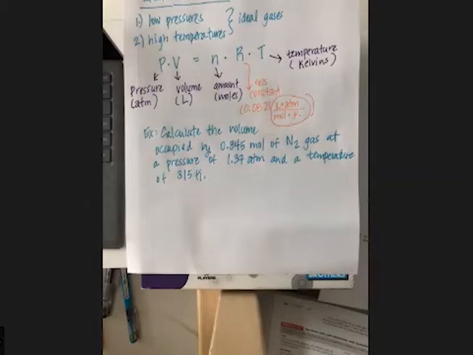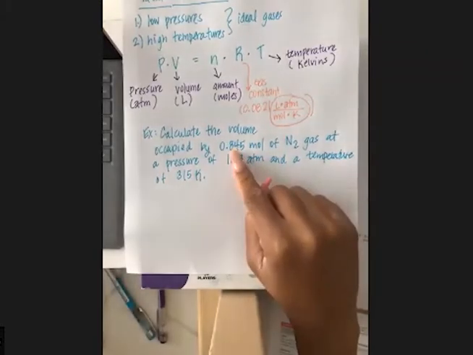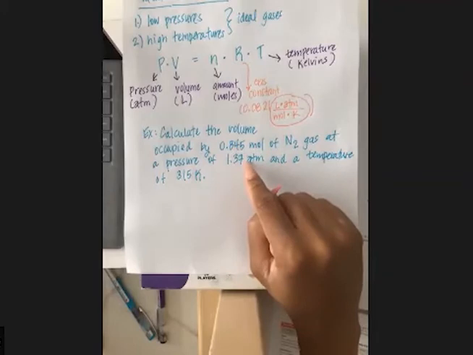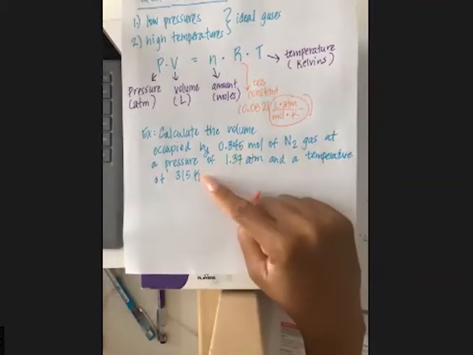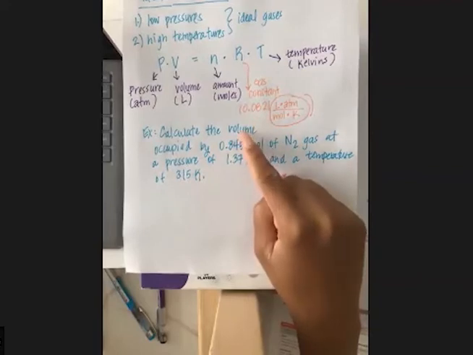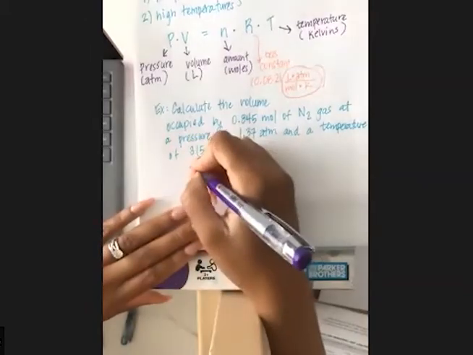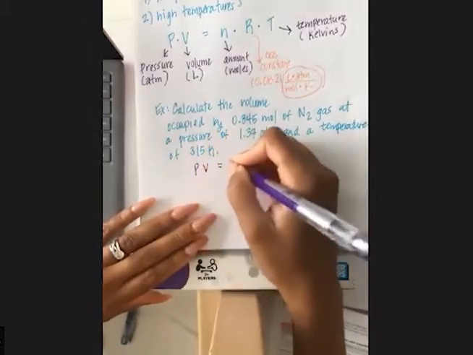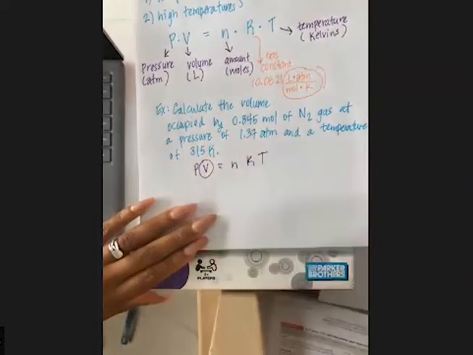All right, so this question is asking me to calculate the volume. It's giving me the amount of moles, it's giving me the pressure, and it's giving me the temperature. These are the 3 variables that I know. I'm looking for the 4th one, which is the volume. So in this case, I can use the ideal gas law, PV equals nRT, and I'm looking for volume.